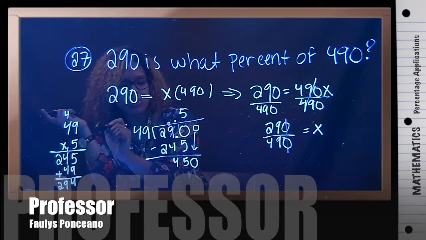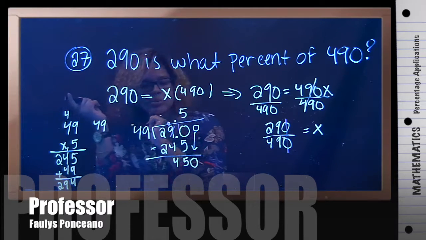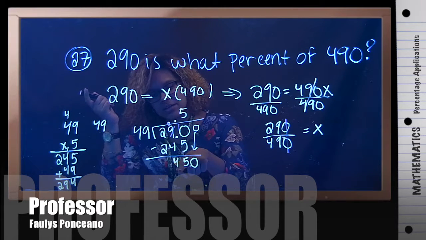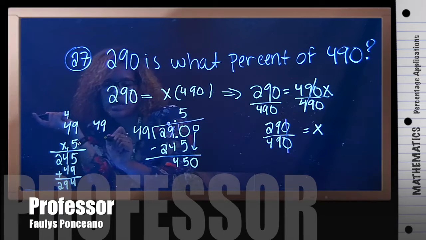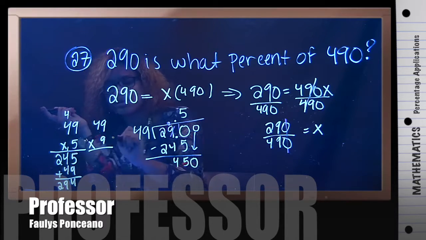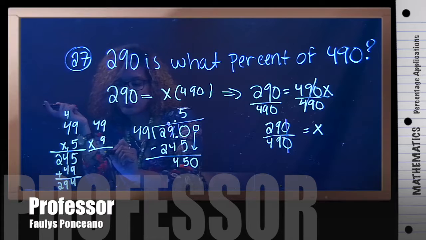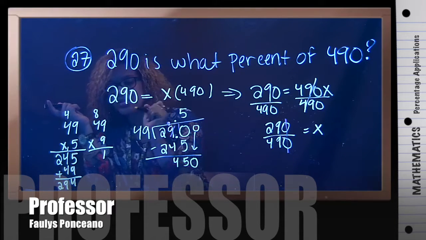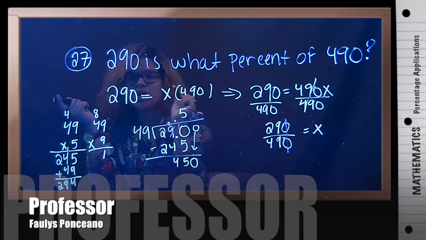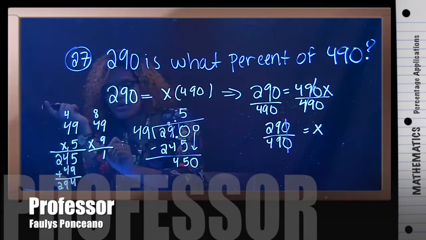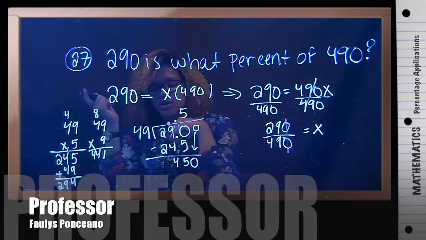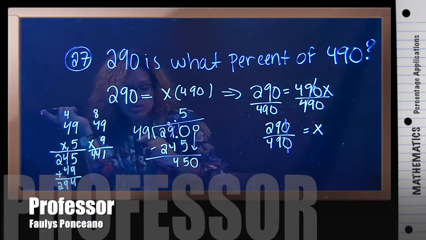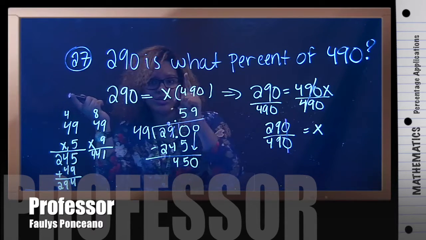Let's see. We want to see 49 times. Definitely 8 times. Let's try 9. That might be a little big, but why not? 9 times 9, we get 81. Put the 1, take the 8. 9 times 4, we get 36, plus 8 is 44. Closer. What about one more? Not too close, actually. That's it. 9. That was a good guess.